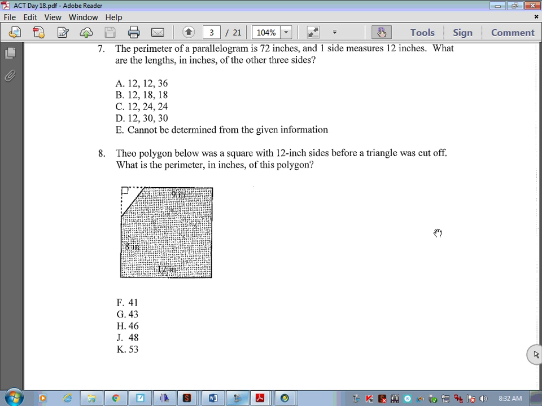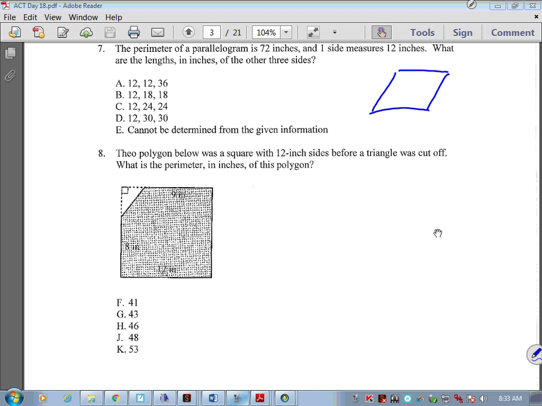Well, what we have to remember about a parallelogram, and this is a geometry concept, is that we have 4 rules for a parallelogram, and this will be in the audio, so you can write these down later, but the important one here is the opposite sides of a parallelogram are congruent. Opposite angles are congruent.